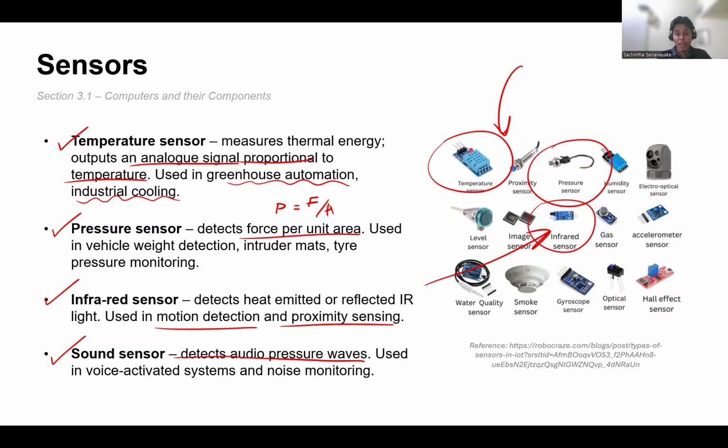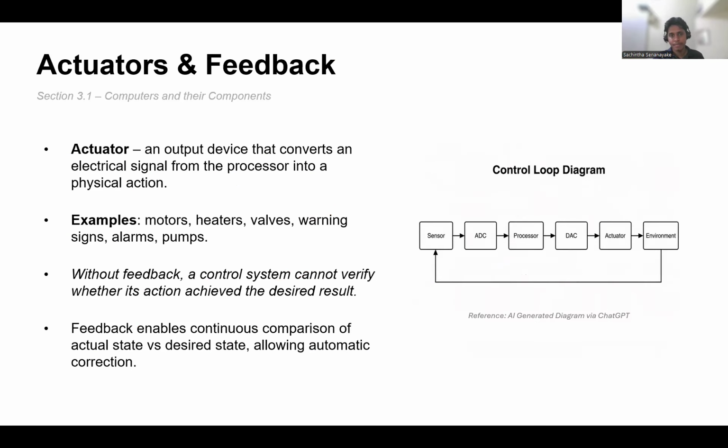But regardless, they're used for voice-activated systems and monitoring noise in different scenarios. So keep these things in mind, and use them in your answers when you have to explain the use cases of sensors in specific monitoring and control software applications.